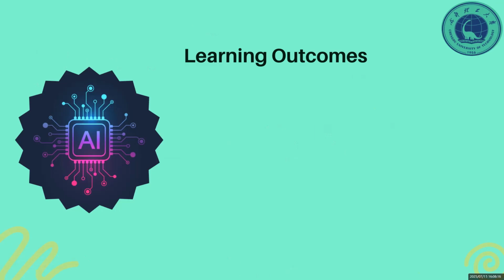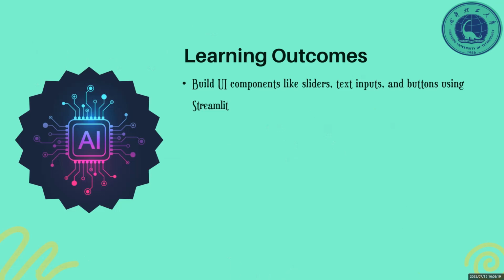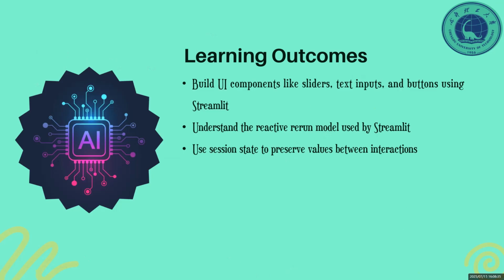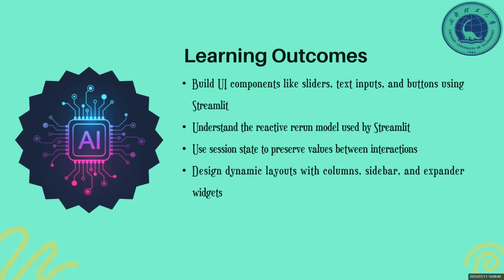So let's look at the learning outcomes. First, we are going to build UI components like sliders, text inputs, and buttons using Streamlit. Second, you're going to understand the reactive rerun model used by Streamlit. Third, you're going to use session state to preserve values between interactions. Fourth, you're going to design dynamic layouts with columns, sidebar, and expander widgets. And fifth, you're going to create interactive dashboards using real-world energy data.